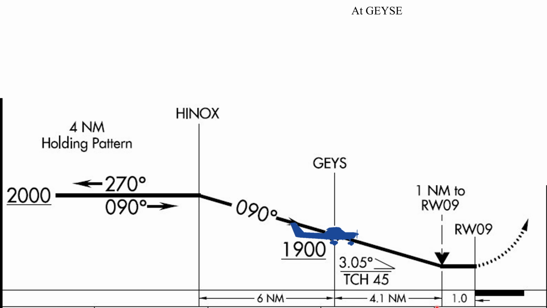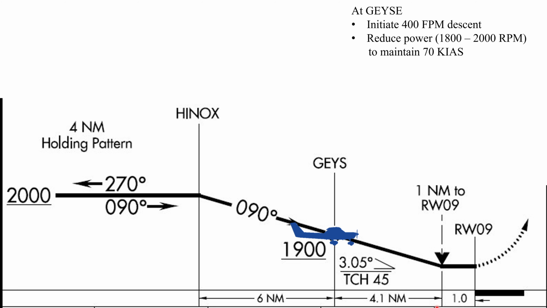Once we hit Geese intersection, we want to go ahead and initiate that 400 foot per minute descent. I would recommend using autopilot, but you can do it manually if you would like to. We'll reduce our power to about 1800 to 2000 RPM. That should be enough to maintain our 70 knots in our landing configuration in that 400 foot per minute descent.